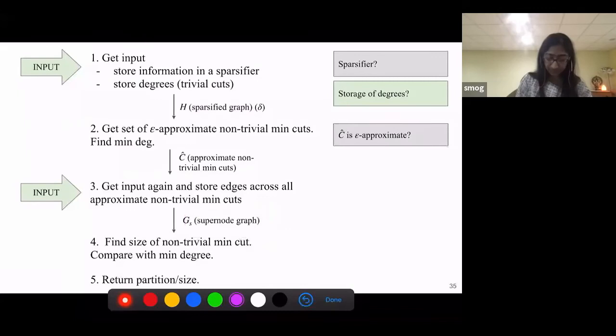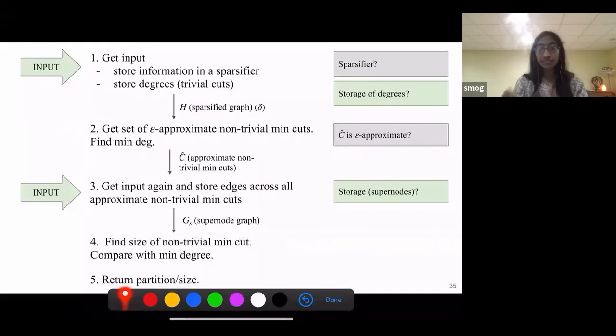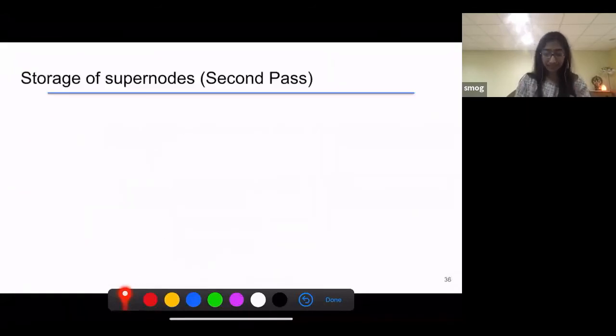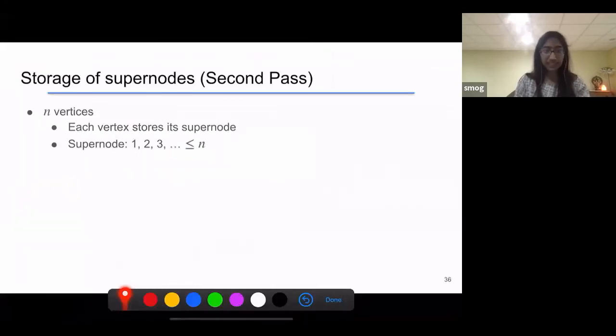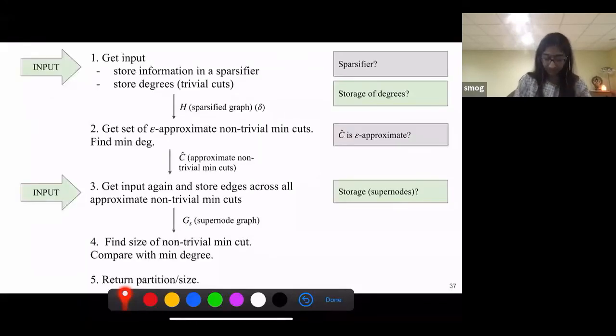And first off, we need to show that we can store the information of the supernodes. What do I mean? I mean that each vertex needs to know which supernode it belongs to, right? So we need to know that that storage space is within our bound. This is exactly like storing degrees. We have n vertices, each vertex needs a supernode, and that can go from 1 to n. So that's log n space for each vertex, so n log n space in total, and we're all good. Now we know that storing the information about the supernodes is all good.